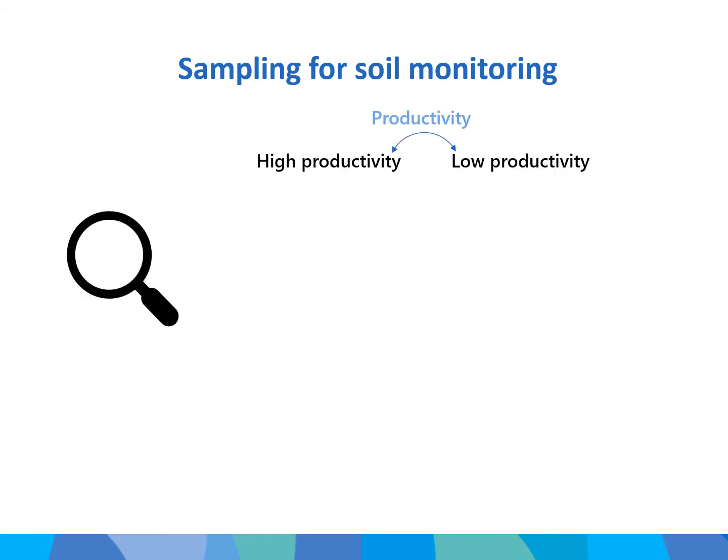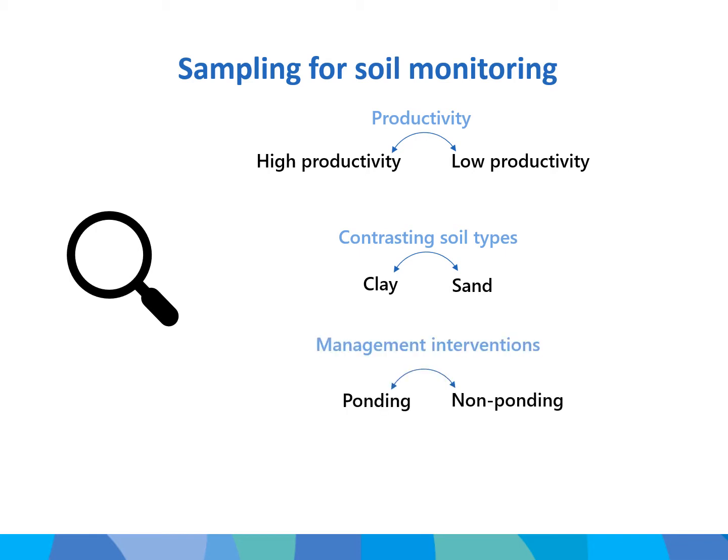Some examples are productivity. You compare soil chemistry between high and low productivity areas. Are there differences in the soil chemistry between these areas? You might look at contrasting soil types. How does soil chemistry vary between clay and sand on the property? And management interventions. For example, ponded versus non-ponded areas, or a ponded area over time. What is the change in concentrations or values of the variables being measured?